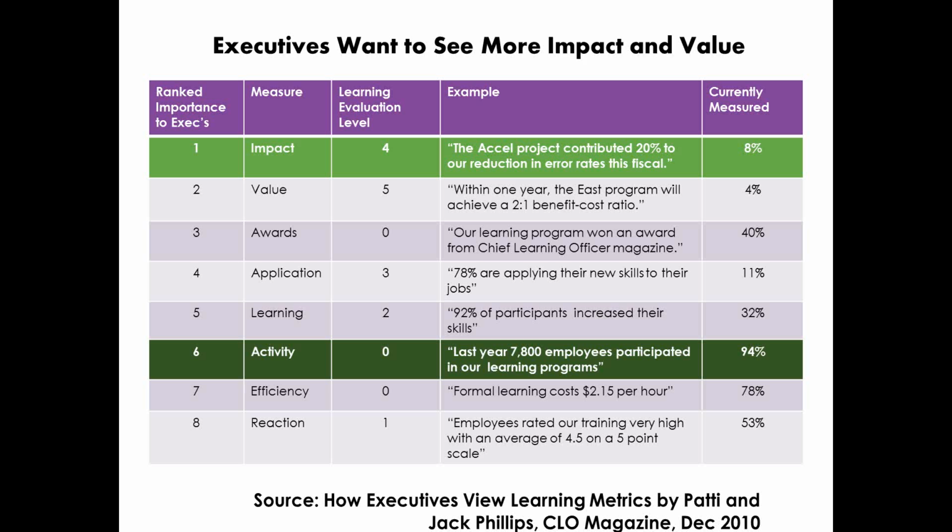And then if you look through the rest of it, look at the most frequently measured activity. It's activity, 94% of organizations capture that. Efficiency, 78% capture that. And those are 6th and 7th on executives' mind share. Interesting, isn't it? So again, this is the framework that we're dealing in.